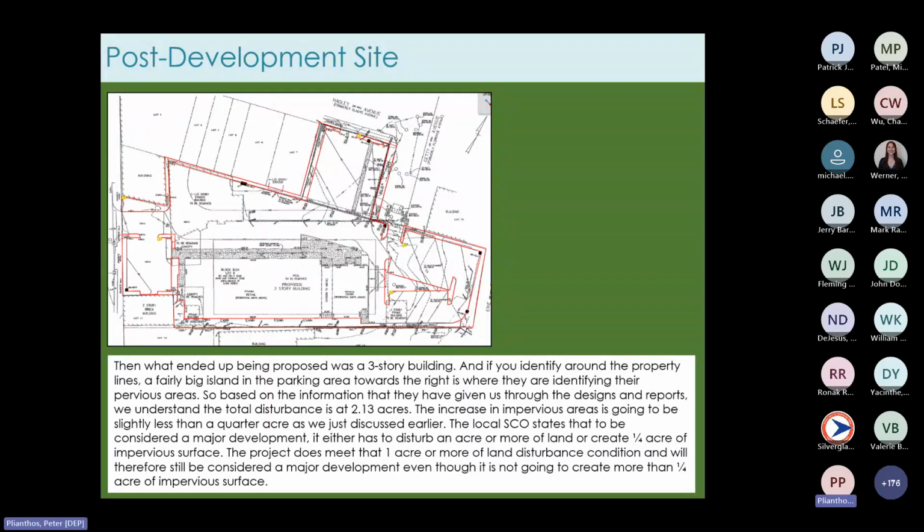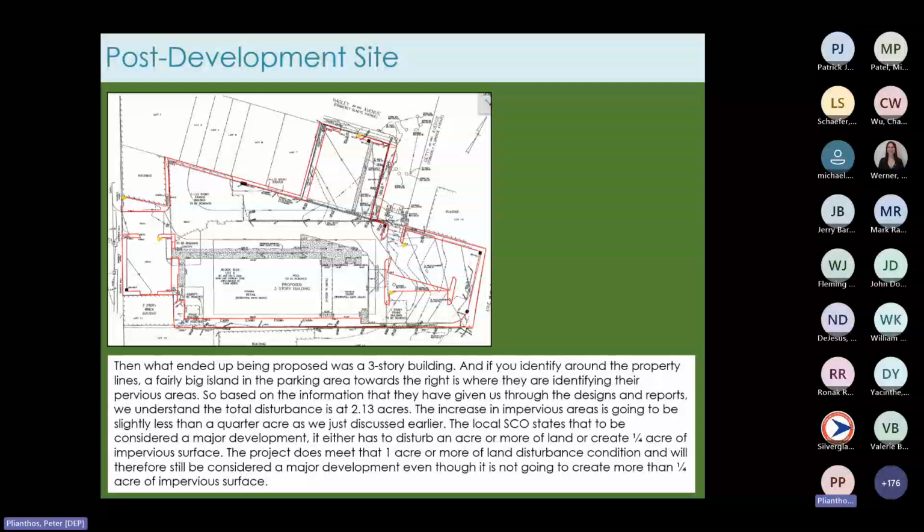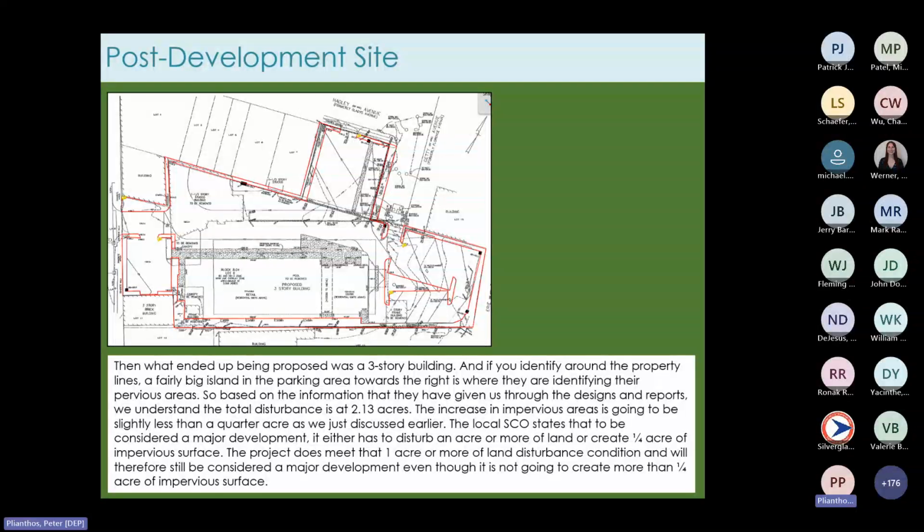Then what ended up being proposed was a 3-story building. And if you identify around the property lines, a fairly big island in the parking area toward the right is where they are identifying their pervious areas. So based on the information that they have given us through the designs and reports, we understand the total disturbance is at 2.13 acres. The increase in impervious areas is going to be slightly less than a quarter acre, as we just discussed earlier.